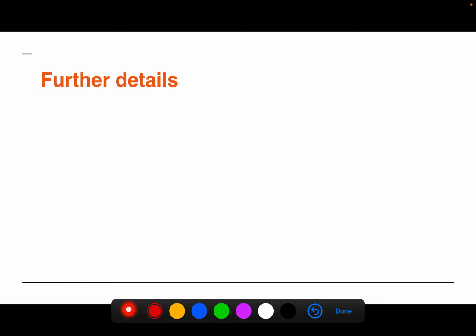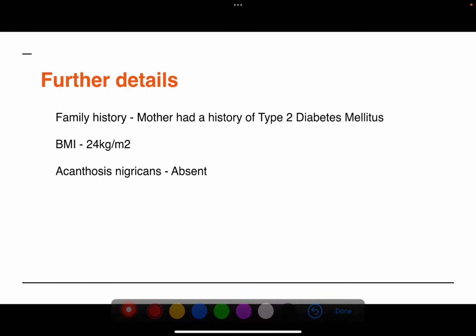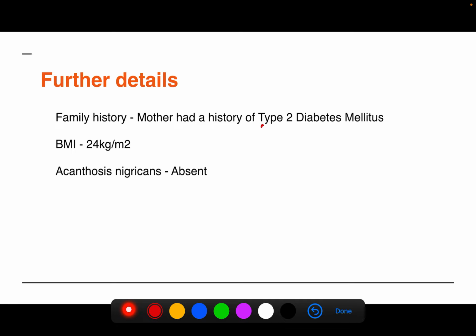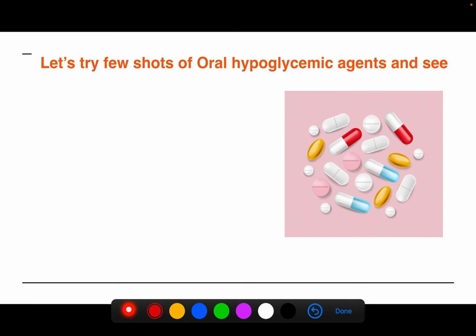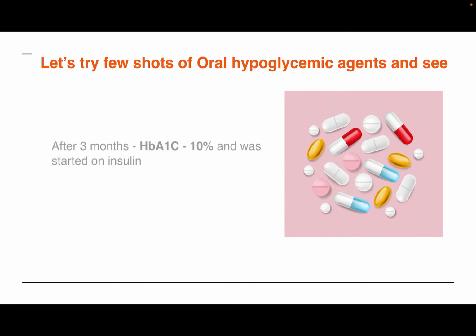Now let's see further details. Mother had a history of type 2 diabetes mellitus. So it still can be type 2. BMI is fairly okay, borderline, and there is no acanthosis nigricans. This history is not sufficient to rule out either of these two differentials. Let's see next. So let's try a few shots of oral hypoglycemic agents and see.